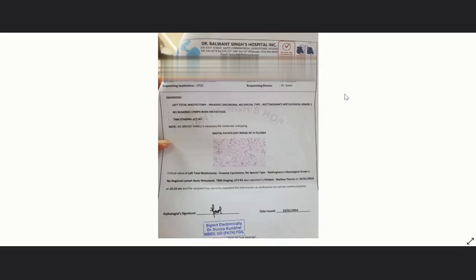this lab result from the Dr. Balwant Singh Hospital for a patient, with the patient's consent, who had a test for breast cancer. And this was a 4-page result that was printed by the hospital. I just showed you page 1, this is page 2, this is page 3, this is page 4.